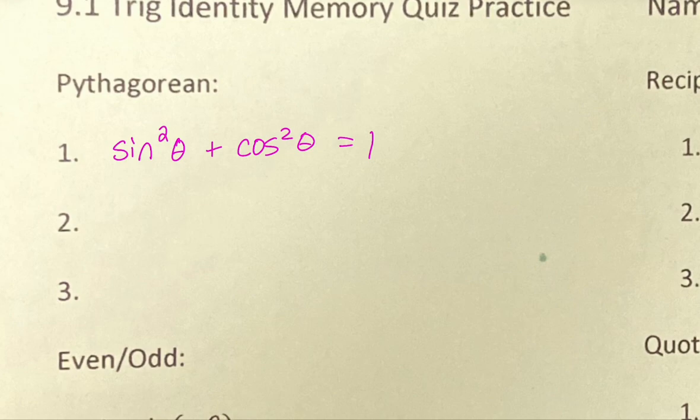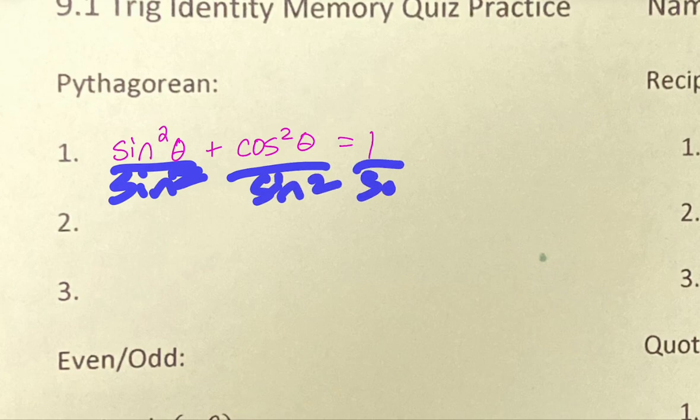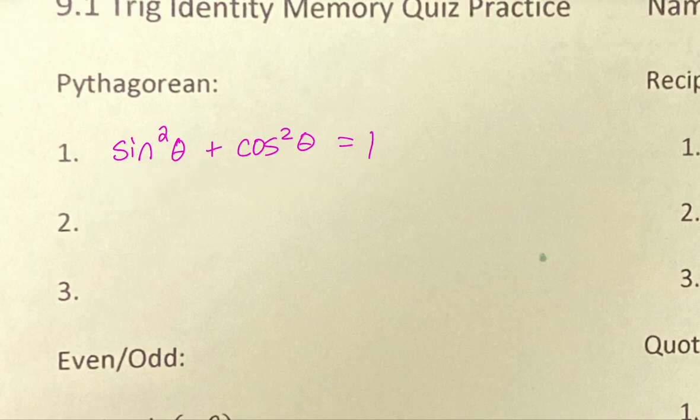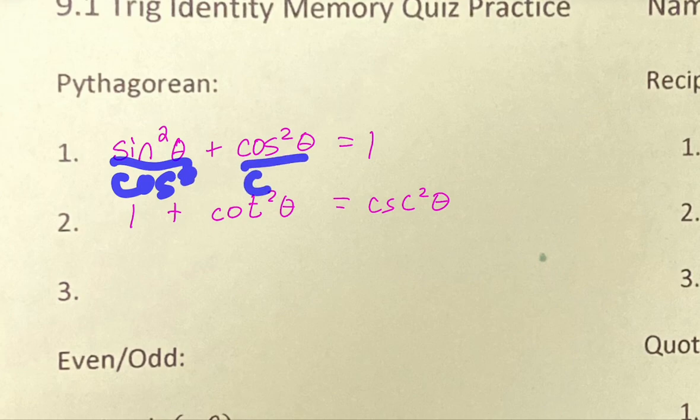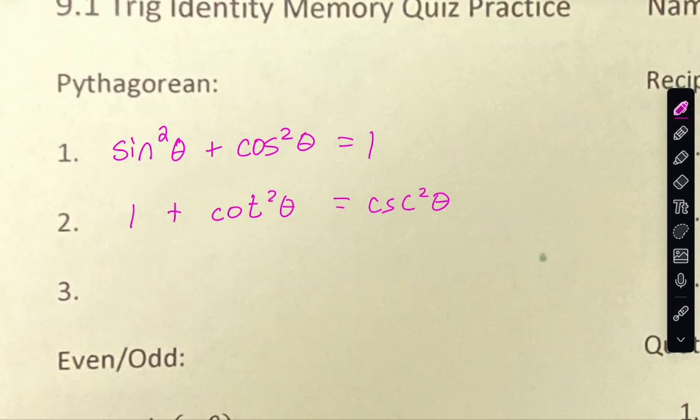If we divide everything through by sine squared, you can do that mentally, or you could do that on the back of your paper. If you did that, you would get 1 plus the cotangent squared equals the cosecant squared. And then if we did the same thing, but instead of dividing by sine squared, we divided everything through by cosine squared, we would get our final Pythagorean, which is tangent squared plus 1 equals secant squared.